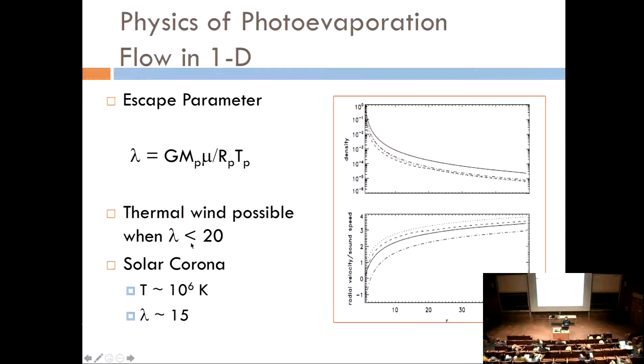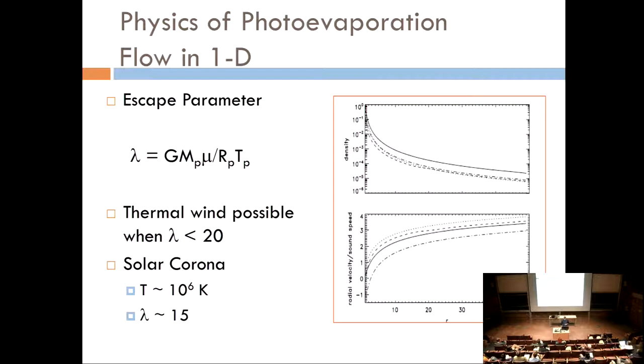And for hot Jupiters and hot Neptunes, things on hot orbits, this is very easy to achieve. For example, the solar corona has 10 to the 6 K, and that gives you a lambda of 15. Typical temperatures in these planetary atmospheres where the photoionization is happening are going to be more like an H2 region, about 10,000 degrees, but that's enough to get your lambda below 20.